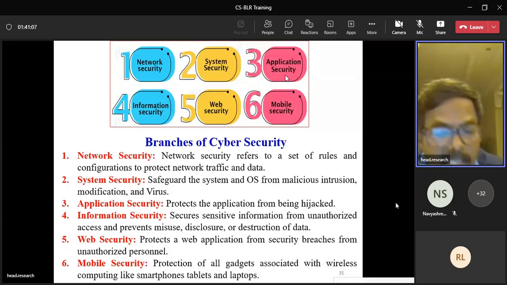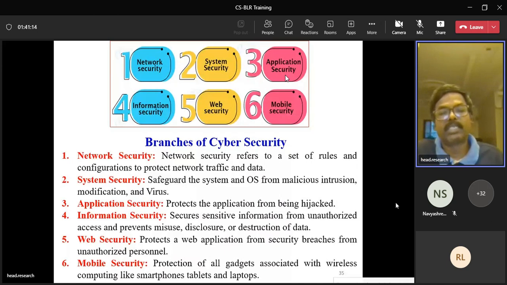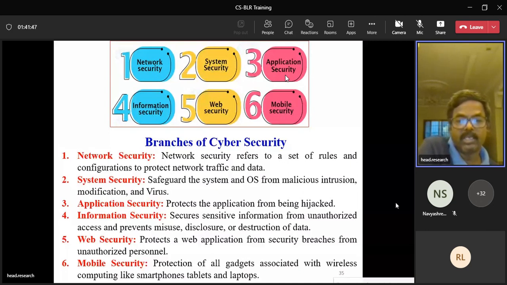Network security refers to a set of rules and regulations or configurations to protect network traffic and data. System security guards the system and OS from malicious intrusion, modification and viruses. Application security protects the application from being hijacked in your system or server or data center. Information security secures sensitive information from unauthorized access and prevents misuse, disclosure or destruction of data. Web security protects web applications from security breaches by unauthorized personnel. Mobile security is the protection of all gadgets associated with wireless computing, like smartphones, tablets and laptops.